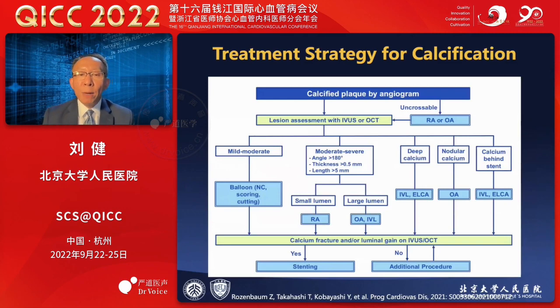So our suggestion is that if the patient has a calcification lesion, we need to use OCT or IVUS to evaluate that. If it is a very severe calcification, we need to do the rotablator, and also we can do the cutting balloon so that we can solve the problem. So if the length is more than 5 millimeters, and if the angle is more than 180 and the thickness is more than 0.5, we will choose rotational atherectomy or OA or IVL. So this is very important to evaluate.